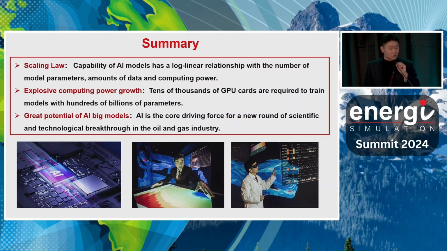So in summary, the capability of AI models has a log-linear relationship with the number of model parameters and the amounts of data and computing power. Tens of thousands of GPU cards are required to train models with hundreds of billions of parameters, which underscores the great potential of AI big models. AI is the core driving force for a new round of scientific and technological breakthrough in the oil and gas industry.